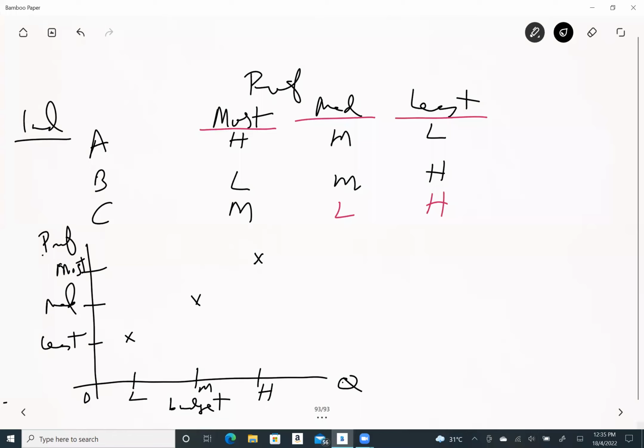So that is the preference. Okay. Now for B, most preferred L, medium preferred M, least preferred H. So this is for A, B, C.